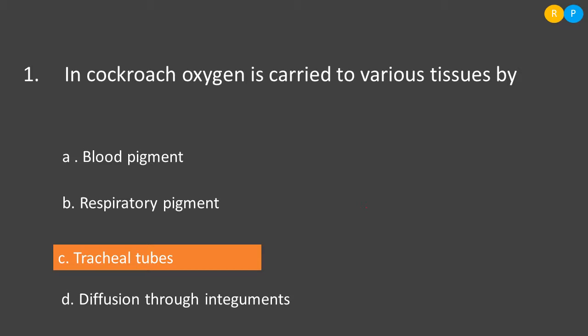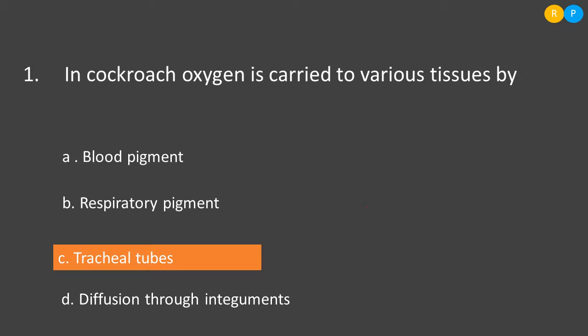So trachea forms a huge network within the body of the cockroach. This huge network is connected to each and every cell in the body, so that the oxygen taken in by the organism is circulated to each and every cell by this network. So the correct answer is option C, that is tracheal tubes.